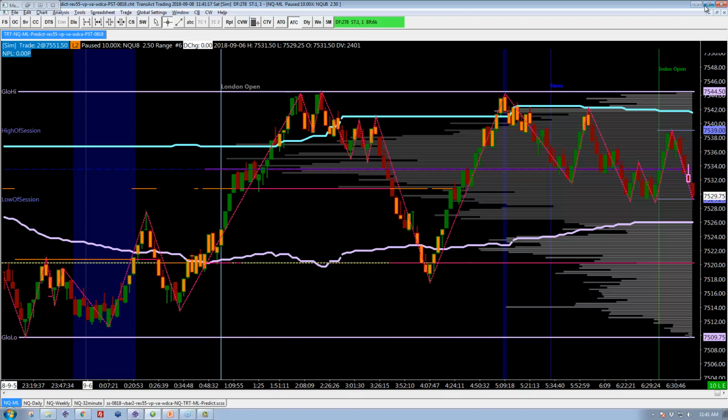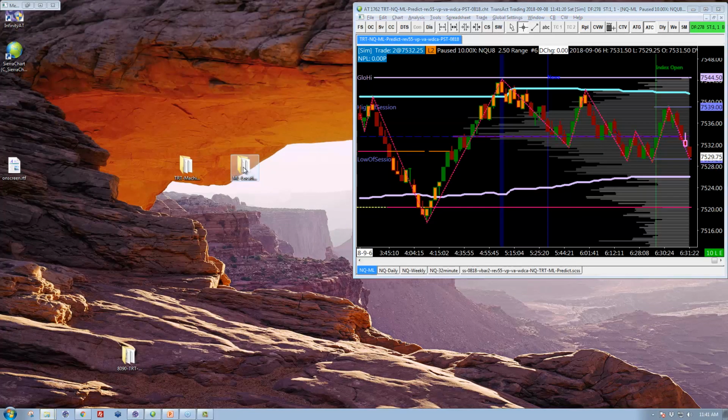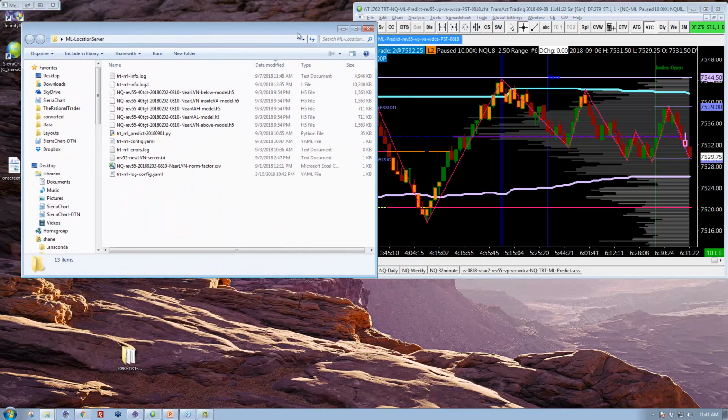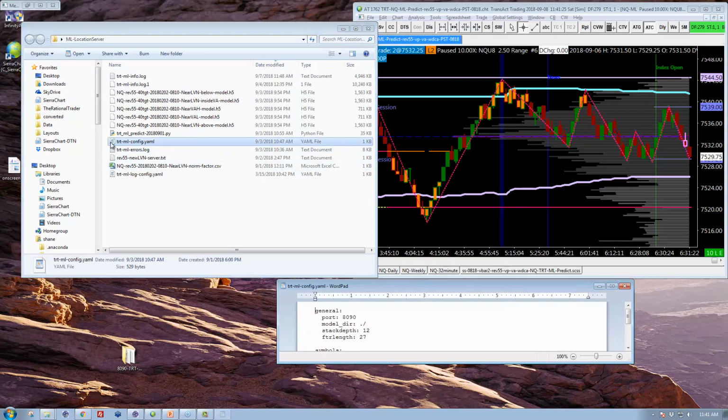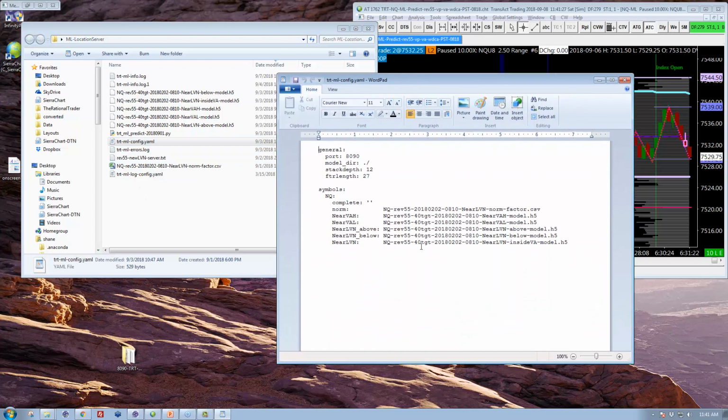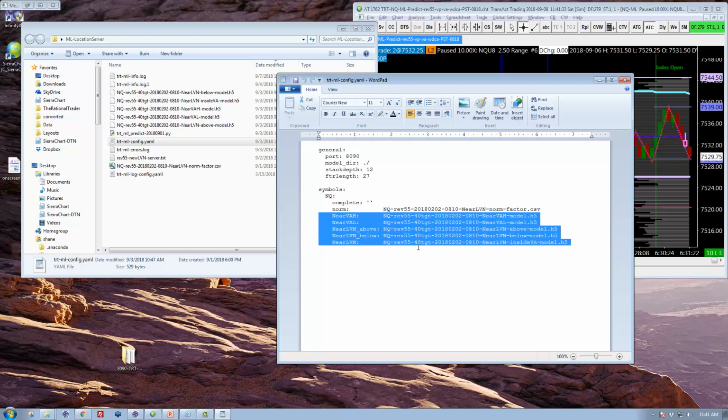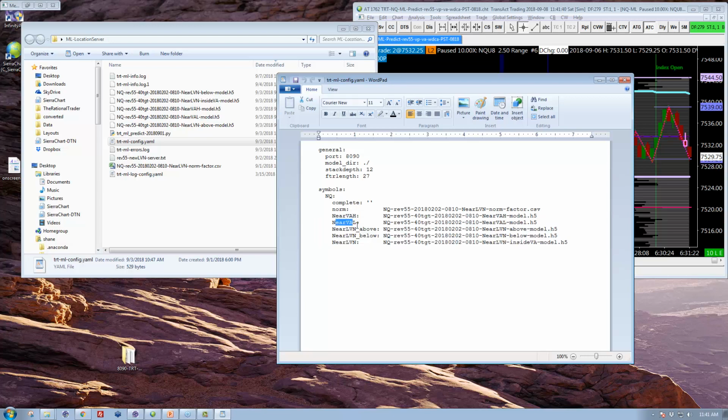In fact, I can show you, if I bring this up, those of you that look at this file. Here's the YAML file for that simulation. You can see that all of these are different. Instead of just a complete model, you've got models for when you're near the value area high, when you're near the value area low, when you're near a low volume node and you're above the value area, when you're near a low volume node and below it, and then when you're near a low volume node and you're inside the value area. So 5 separate models.